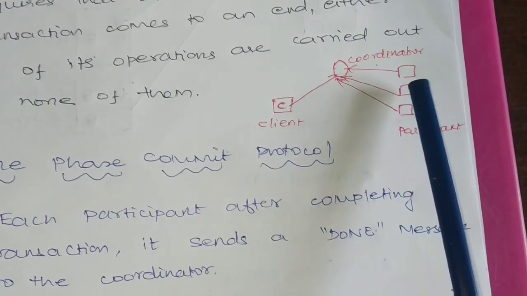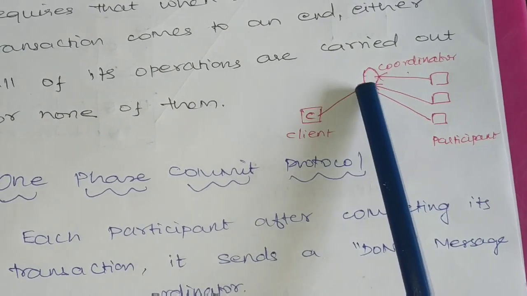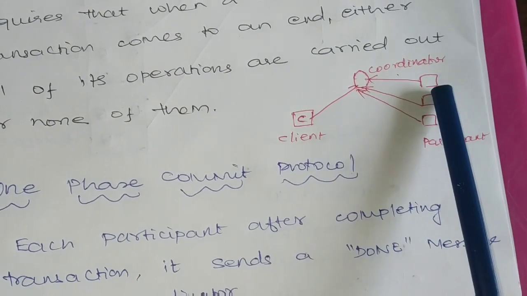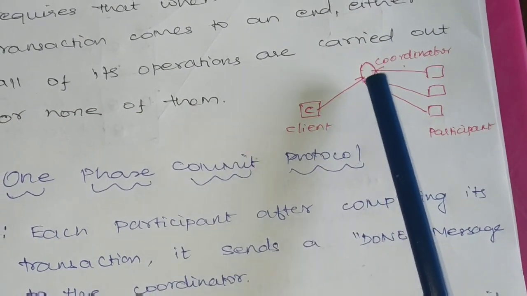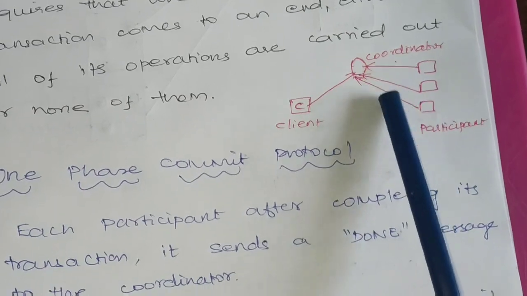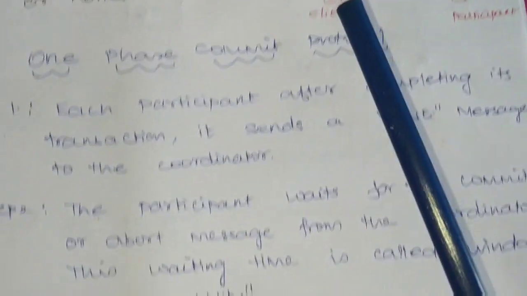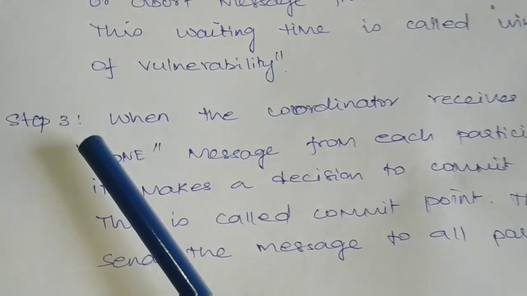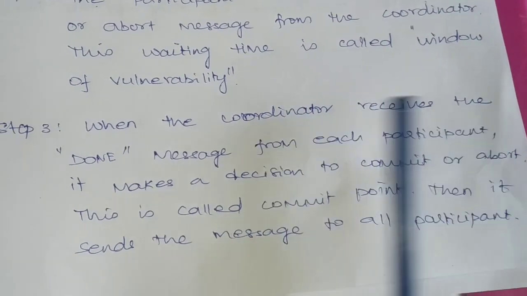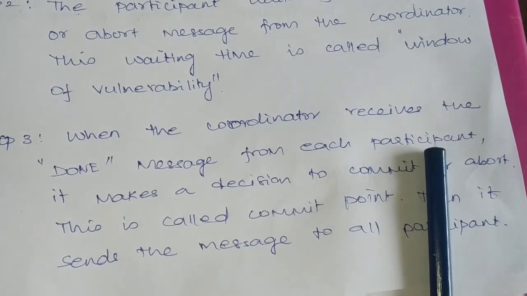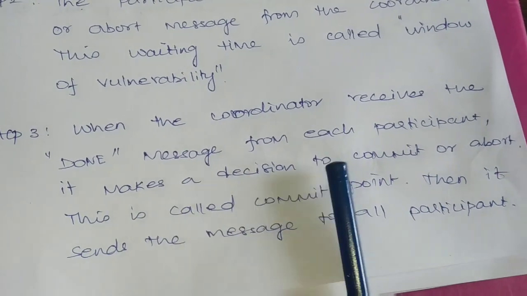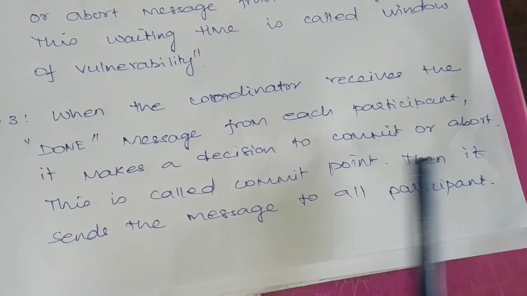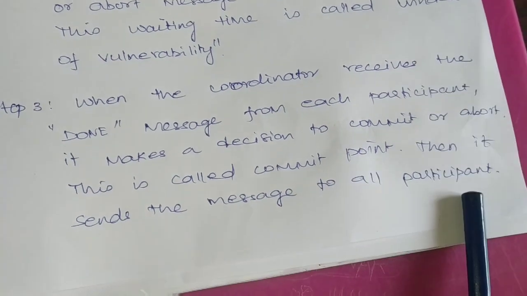So the first step, the participant will send a done message. After sending the done message, it will wait for the commit or abort message from the coordinator. This waiting time is called window of vulnerability. Step 3. When the coordinator receives the done message from each participant, it makes a decision to commit or abort. This is called commit point. Then it sends a message to all the participants.